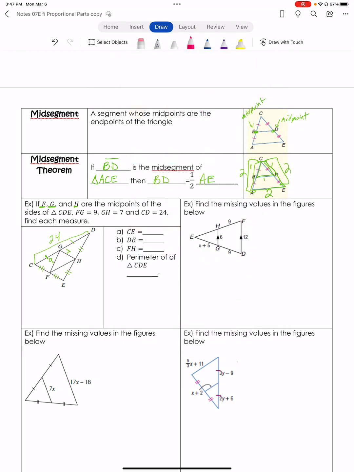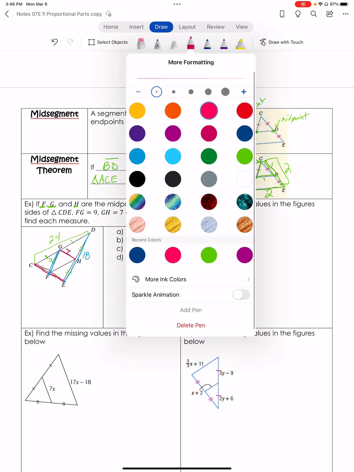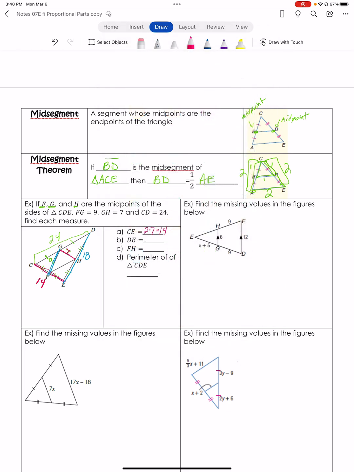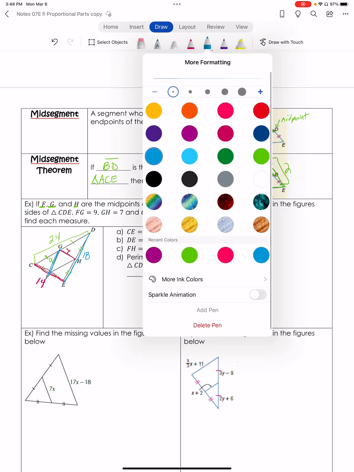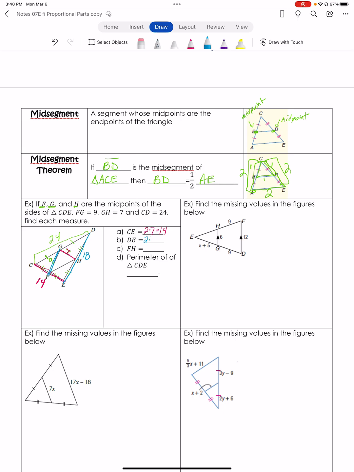So you look for certain relationships. It says find CE. Well, I know that it is twice the line that's parallel to it, and I know that this one is 7, and 2 times 7 is equal to 14. Okay, DE is here. GF runs parallel to it, which means that this is going to have to be 18. Sorry, let me just go back here. I want to label this 14. So this is 18, so this is 2 times 9 is equal to 18.